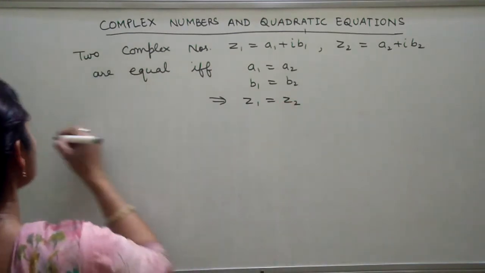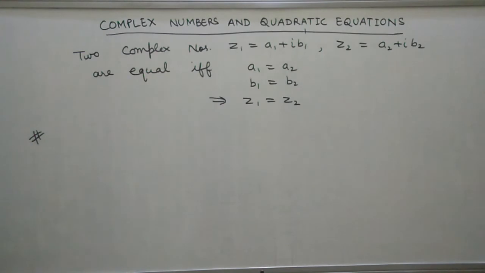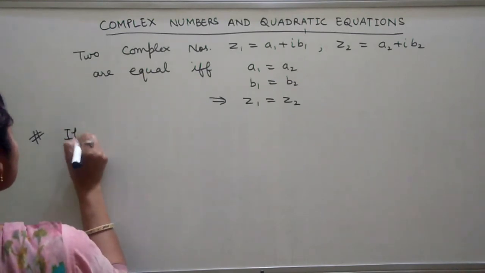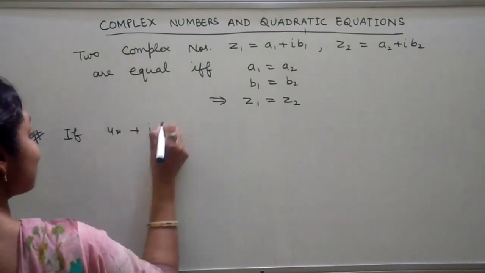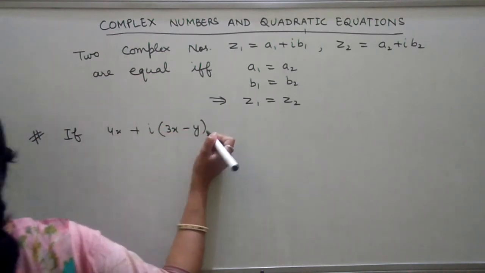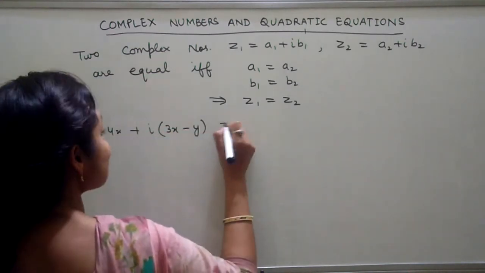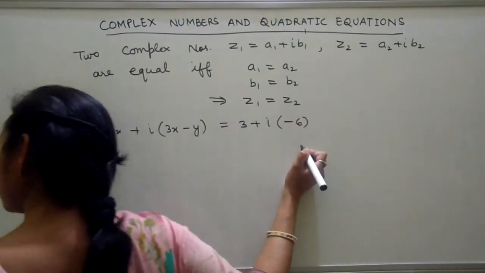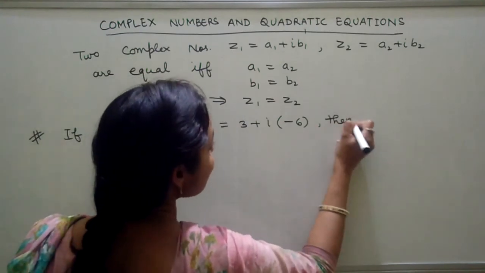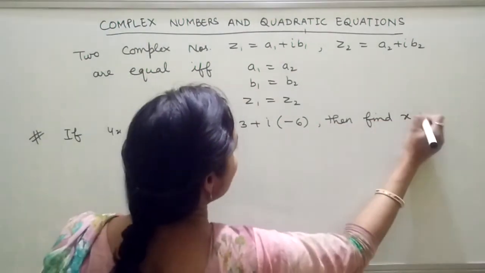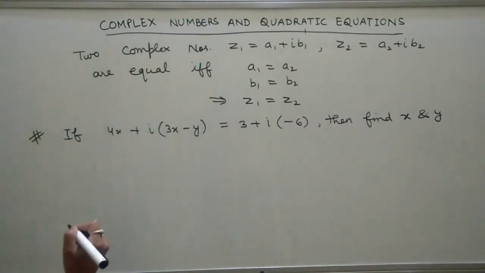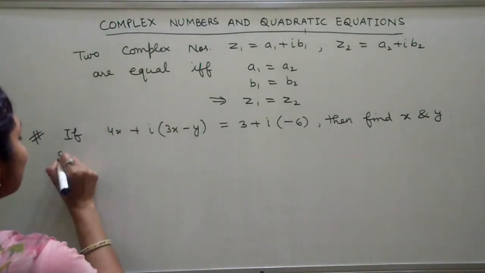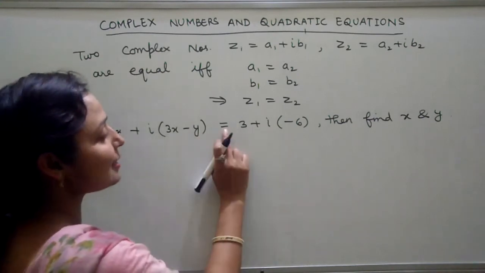Okay, we have one question on the basis of this. The question demands: if 4x plus iota (3x minus y) equals 3 plus iota (minus 6), then find the values of x and y. This is the question given in your NCERT book, on how you can solve when there are two complex numbers which are equal.